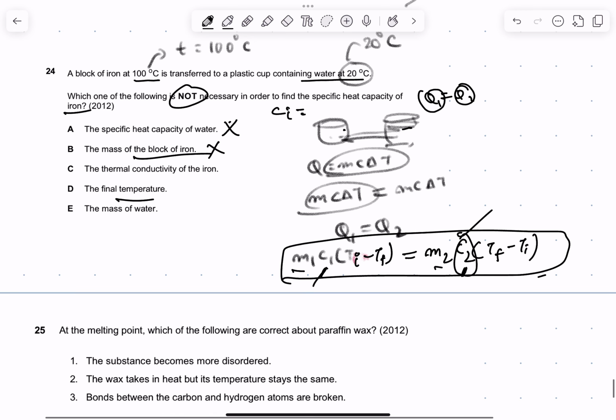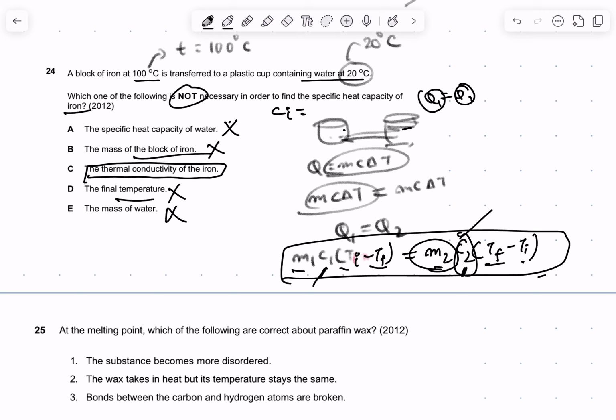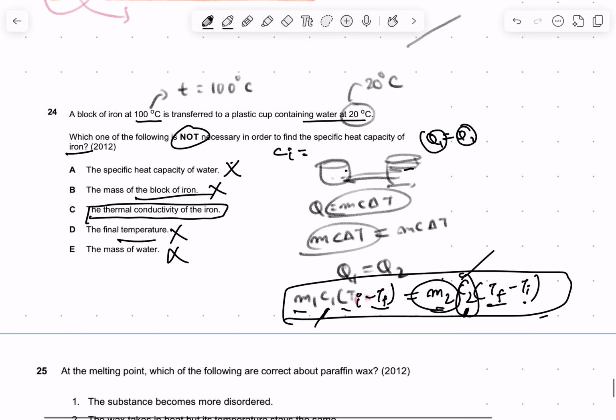Final temperature. Final temperature is not important? It is. Mass of water. Mass of water is not important? It is. But the thermal conductivity of iron, we don't have to do anything with thermal conductivity. Conductivity is represented by the letter C, so we don't have to do anything with conductivity if we are talking about specific heat capacity. So option C is not necessary. Okay, is it clear?